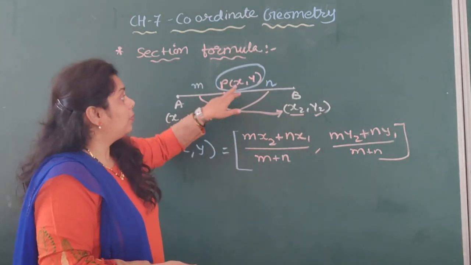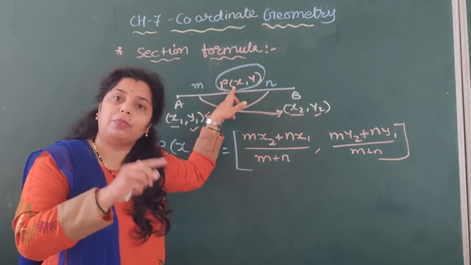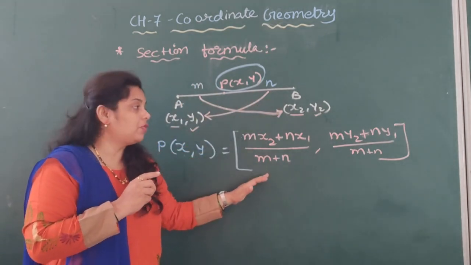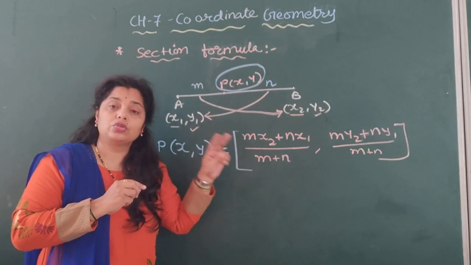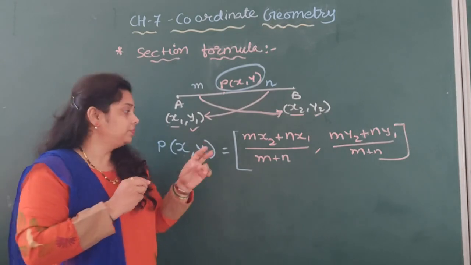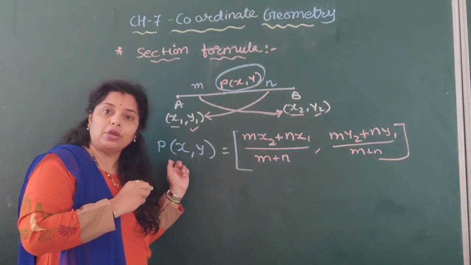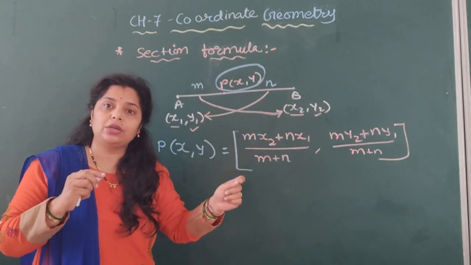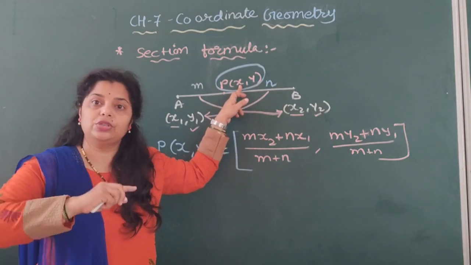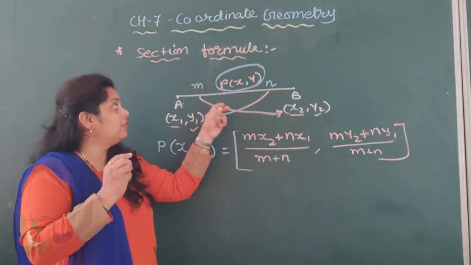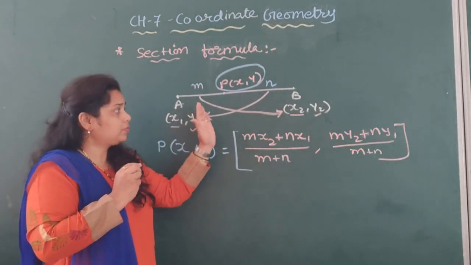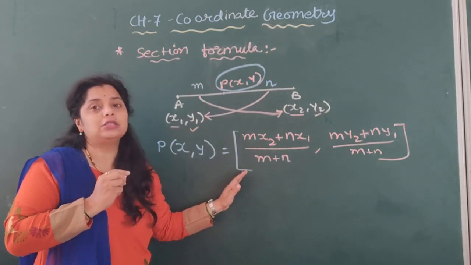Second thing, if the x and y coordinates of that point are given, okay, and they are asking to find out the ratio, same formula we are going to use. So both the things we can find out by the section formula. First one, x coordinate and y coordinate of the point which divides the line segment in a particular ratio. Second thing, if the x and y coordinates of that point which divides line segment AB are given and they are asking to find out the ratio, then also we can find out that ratio by using this formula.